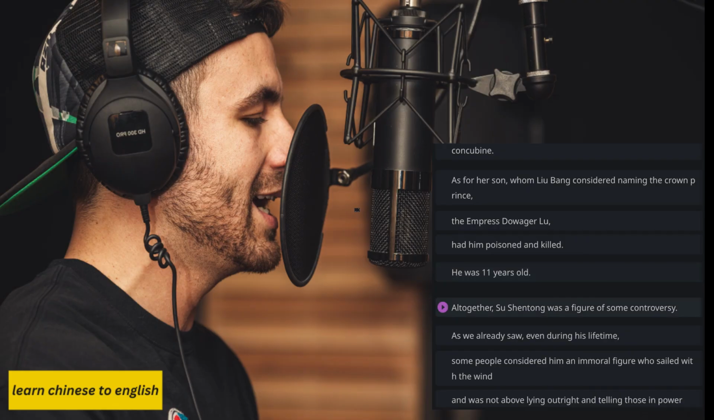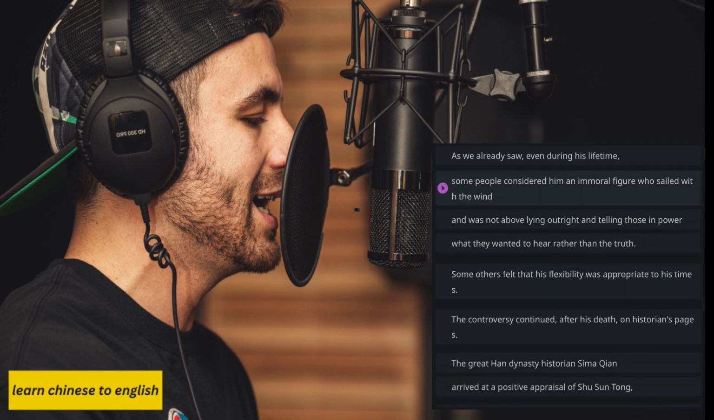Altogether, Shusun Tong was a figure of some controversy. As we already saw, even during his lifetime, some people considered him an immoral figure who sailed with the wind and was not above lying outright and telling those in power what they wanted to hear, rather than the truth. Some others felt that his flexibility was appropriate to his times. The controversy continued after his death on historians' pages.